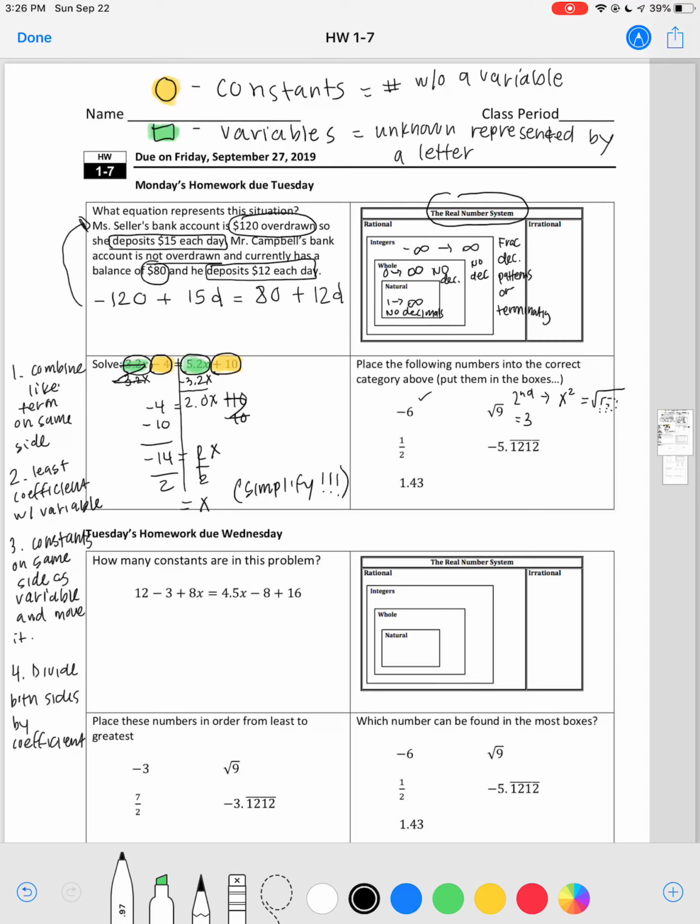And so all of these other ones look like they're already simplified. So when we look at these, we know that 3 is a positive number that would also be a natural number, or the square root of 9, since they're the same thing. And then this negative 5.1212, since this is a pattern, we're going to be able to include that in the rational.